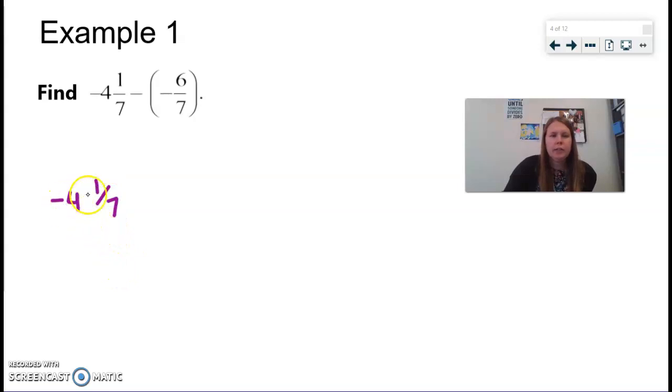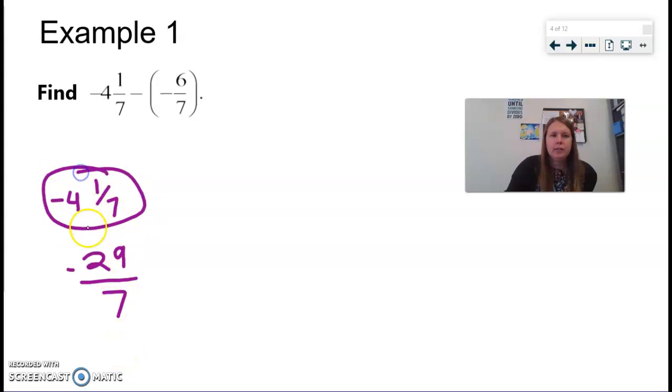So we're going to take this 4 and multiply it by 7. -4 times 7 is 28. 28 plus 1 is 29. Or sorry, let's do this again. Let's not worry about the negative. So 4 times 7 is 28. Add the 1, 29, and then we'll put the negative back. And then 7. Okay? So all I did is change this to its improper fraction form.